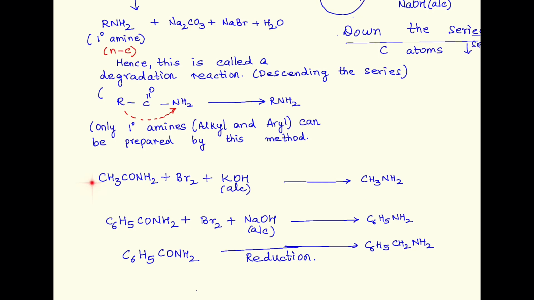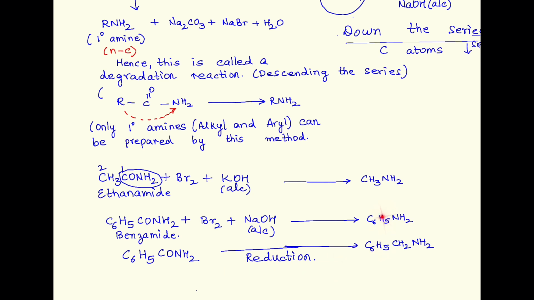Would you like to tally your answers? So we prepare methanamine using Hofmann's bromamide reaction, and what is the name of the starting compound? It would be ethanamide. Look at the number of carbon atoms, 1 and 2, and the functional group is an amide functional group. Same way, this is benzamide. And lastly, it is preferable to prepare this compound using benzamide and we carry out reduction.